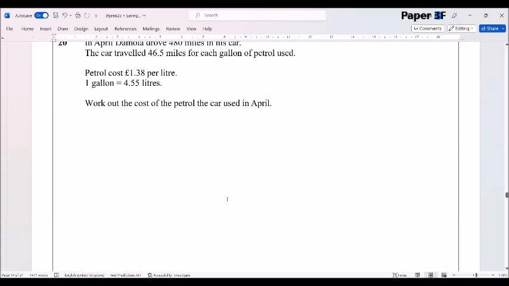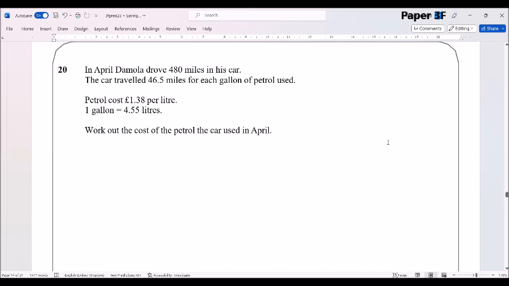Question number 20. In April, Damola drove 480 miles in his car. The car travelled 46.5 miles for each gallon of petrol used. Petrol cost £1.38 per litre. 1 gallon is 4.55 litres. Work out the cost of the petrol the car used in April.